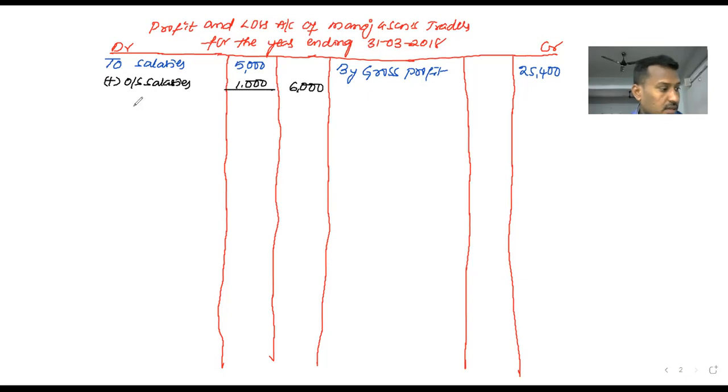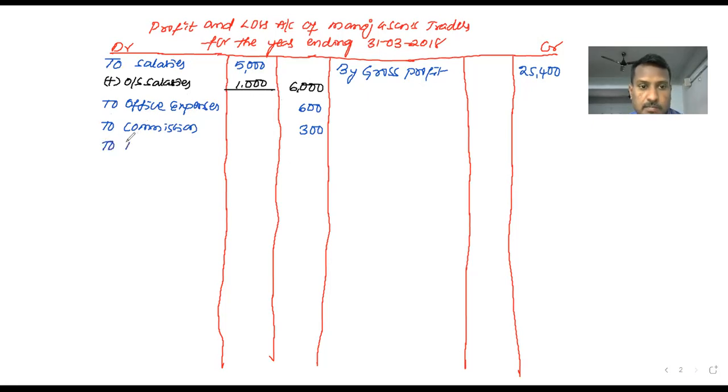Next, to office expenses. There is no adjustment for office expenses. The amount of office expenses is 600. Next, to commission. There is no adjustment for commission. Write the amount of commission directly in the second column, commission 300.